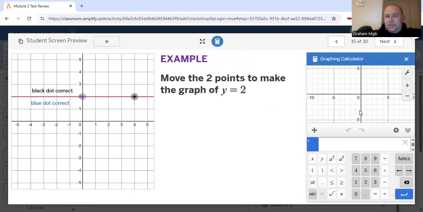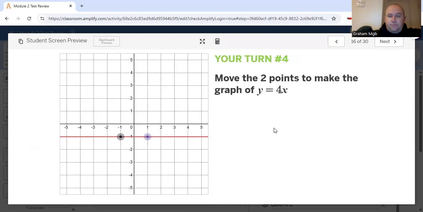And this one is super easy to check on Desmos as well. Y equals 2, and you can see that that picture matches up really nicely. Then there's a couple for you to try as well.